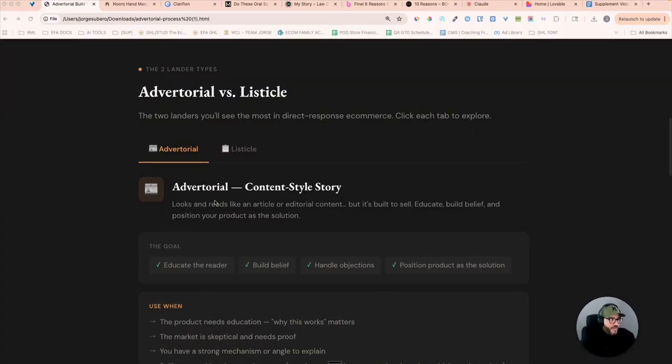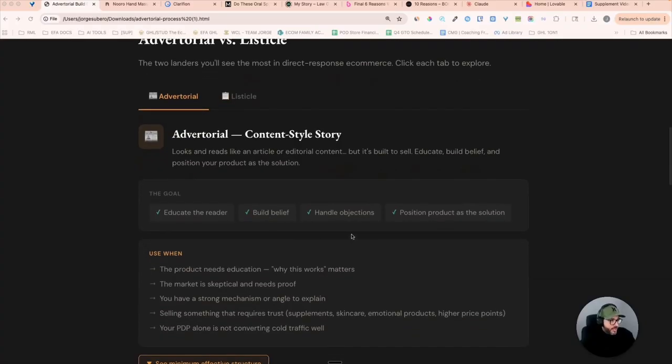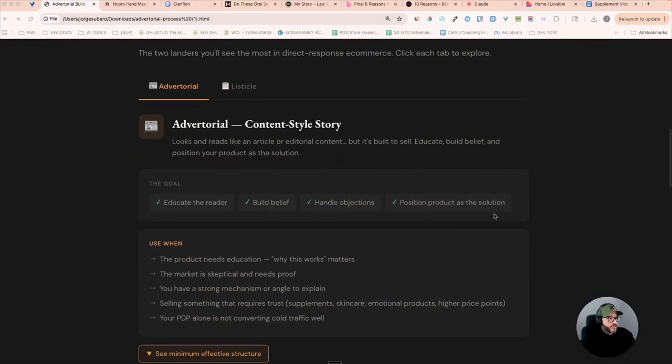Advertorials are more content style. It looks more like an article, like editorial content. It's like you are reading a magazine. But this article is built for selling. What it looks to do is educate, build belief, and position your product as a solution. The goal of the advertorial is to educate the reader, build the belief, handle objections, and position your product as the solution.